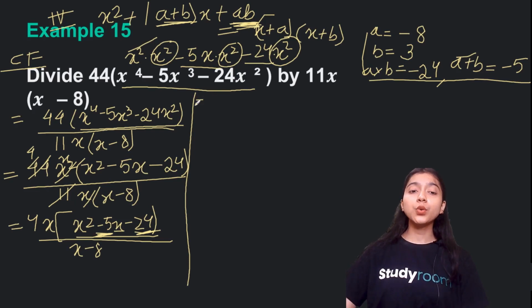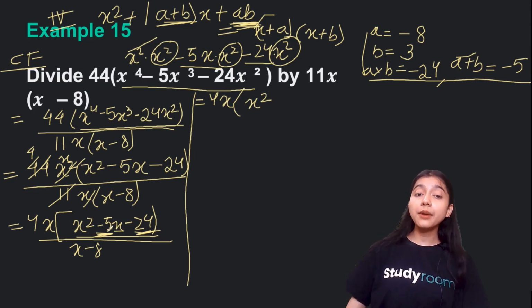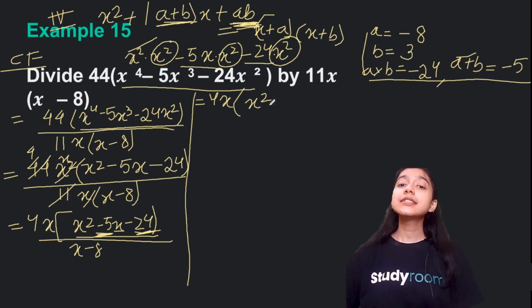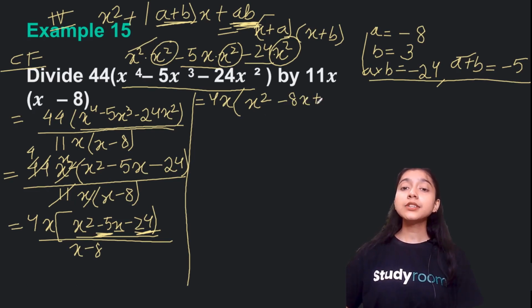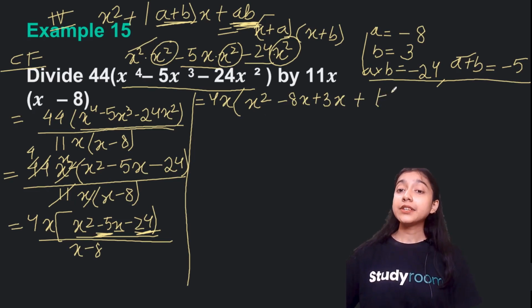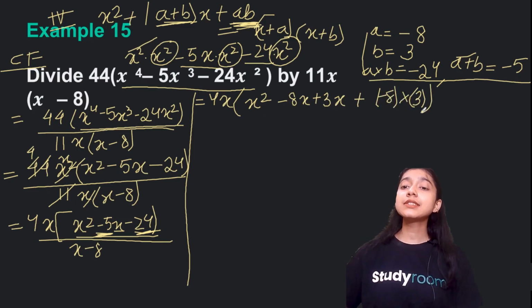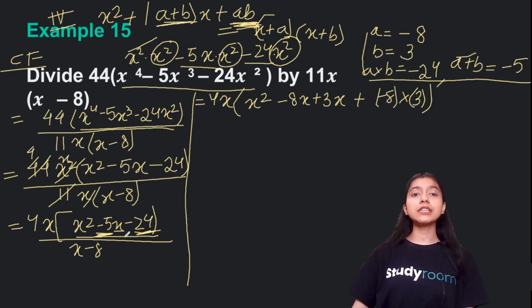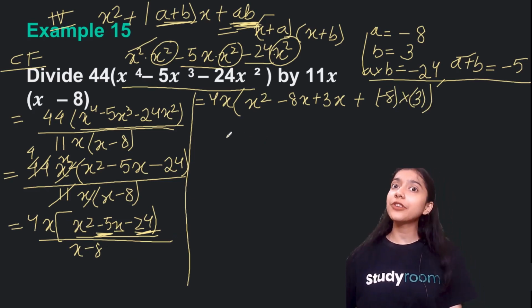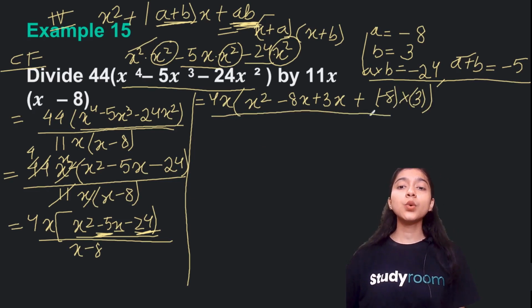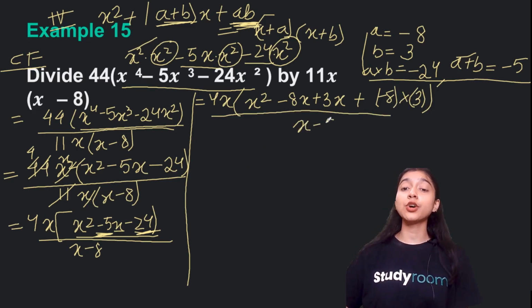So what I have to do is I have to write 4 times of x and then we have to reduce this. First of all, we have x square minus 5x minus 24. This can be reduced as x square minus of 8 times x plus of 3 times of x plus of minus of 8 multiplied with plus of 3. So this is the way we have reduced x square minus 5x minus 24 in terms of a and b. And this is whole divided with x minus of 8.